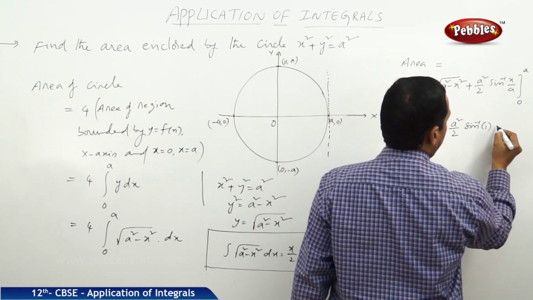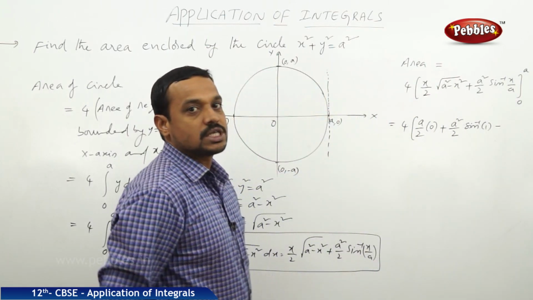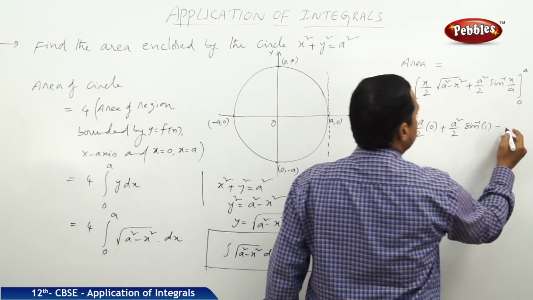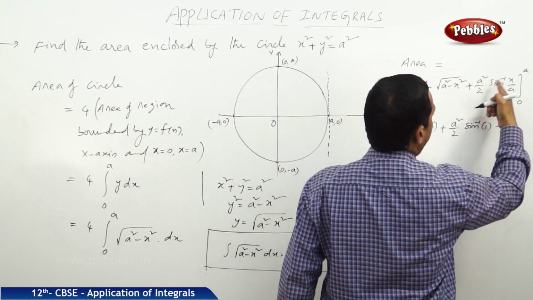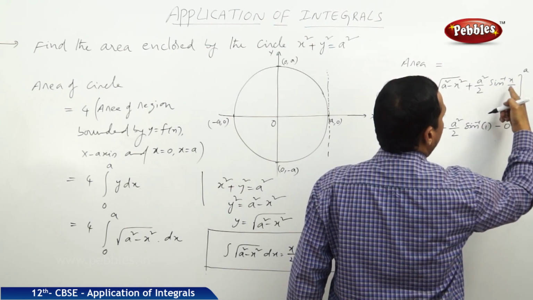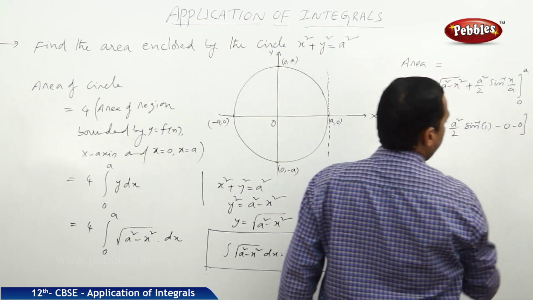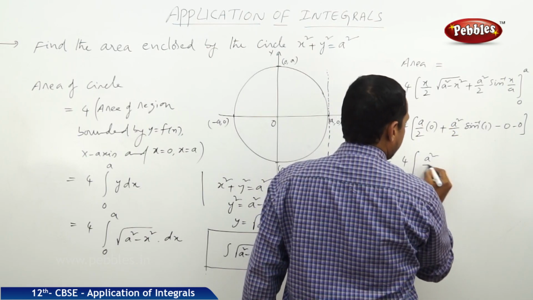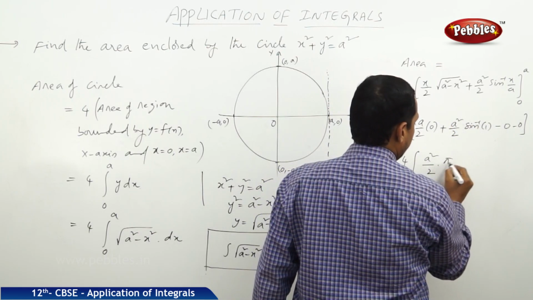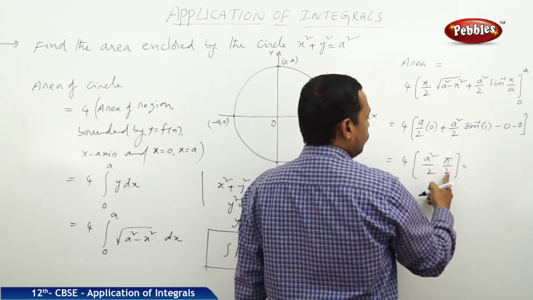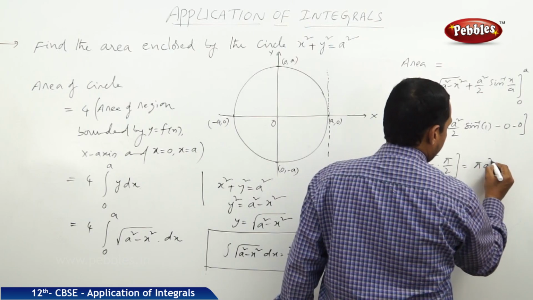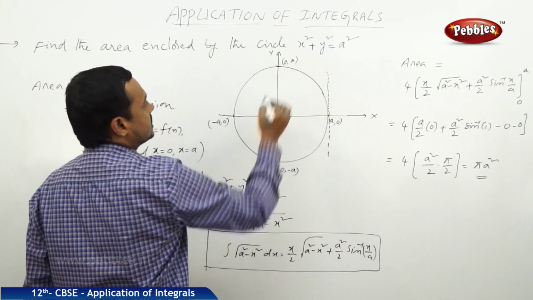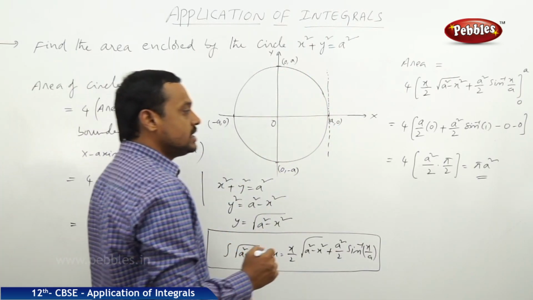Minus, now substitution of lower limit. When we substitute x is equal to 0, this part becomes 0, minus, and substitute here a square by 2 into sin inverse 0. Sin inverse of 0 is nothing but 0, so it is completely 0. Hence it is 4 into, and this part is also 0, a square by 2 into sin inverse 1, which is equal to pi by 2. Now 2 into 2, 4 gets cancelled, it is pi a square. Therefore, the area enclosed by the circle x square plus y square is equal to a square is pi a square.